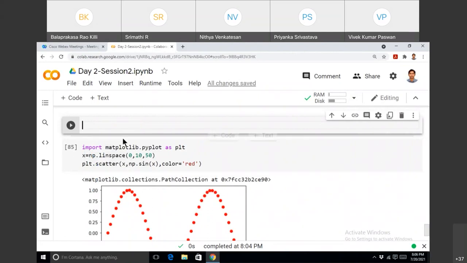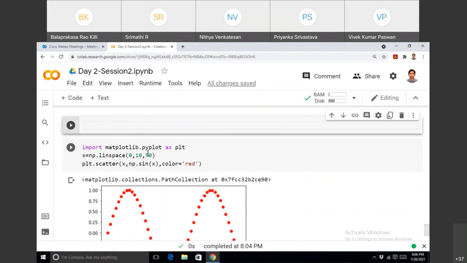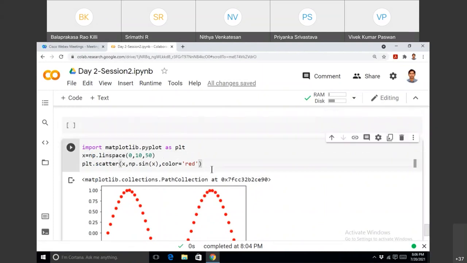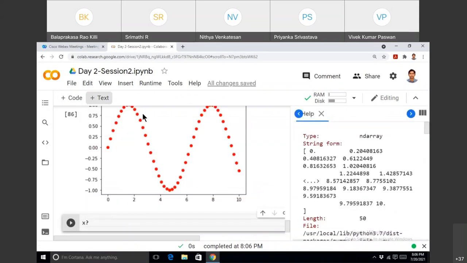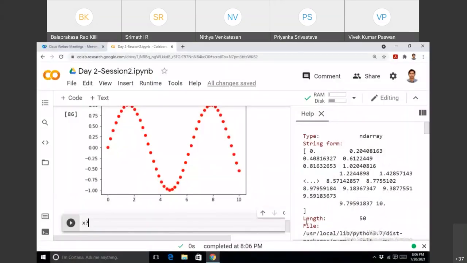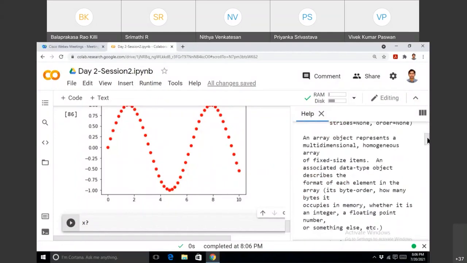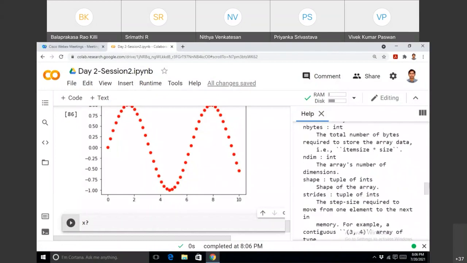Suppose here x is there. Now, let me run it first. Now, let me type x and a question mark. It will give you help. See, since it is a numpy array, it was telling that it is a numpy array, and the length is 50, like this it was showing. All the things that can be performed on this, it was showing. This is the help.